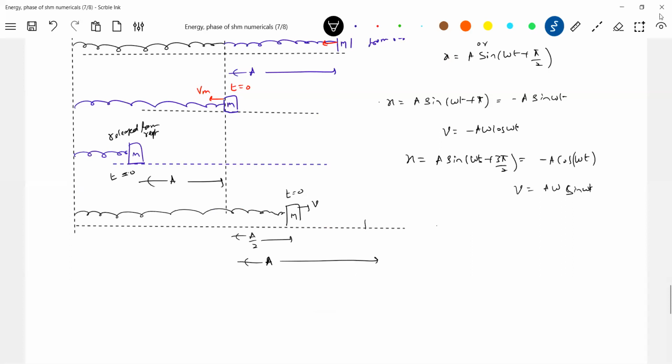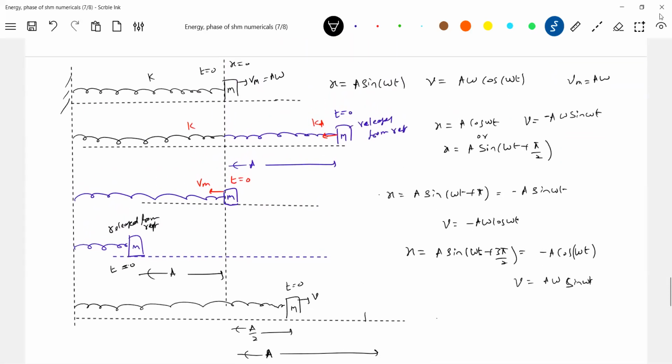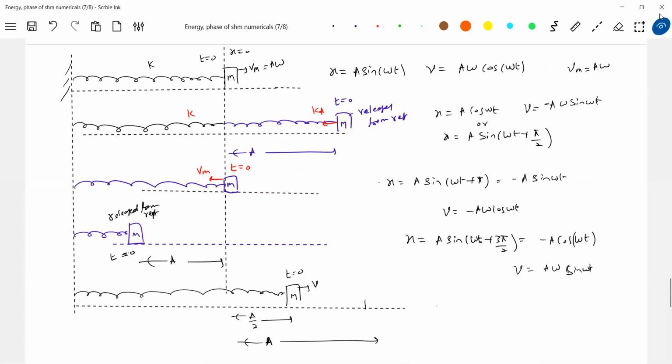So I'll do one thing. It is having some phase, no? If it starts from the mean, what is the phase? Let me keep all the diagrams. If it starts from here, it has 0 phase. If you start counting time here, it is pi/2. Somewhere in between, the phase should be between 0 and pi/2. Am I right? So how to write the equation? We'll proceed like this.